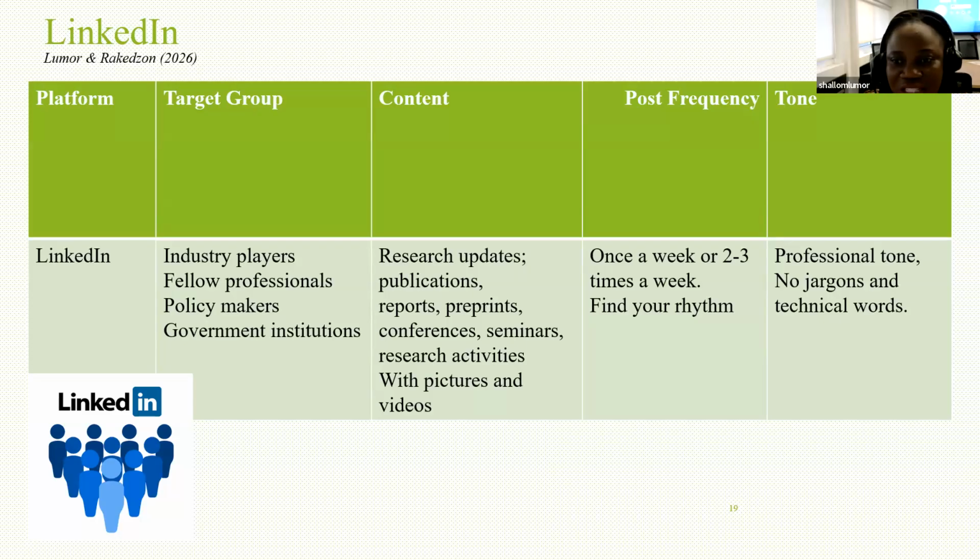Then the post frequency: on LinkedIn, you just have to find your rhythm. You can post once a week, or 2 or 3 times a week, or even once a month. One of the participants we spoke to posts just once a month. So just find your rhythm, but consistency is what matters. It can be once a month, but when you are consistent, you'll be able to reach the audience that you want. Then for the tone on LinkedIn, use a professional tone. No jargon and no technical words, but keep it professional. You don't make it too conversational like the way it's supposed to be on Twitter.